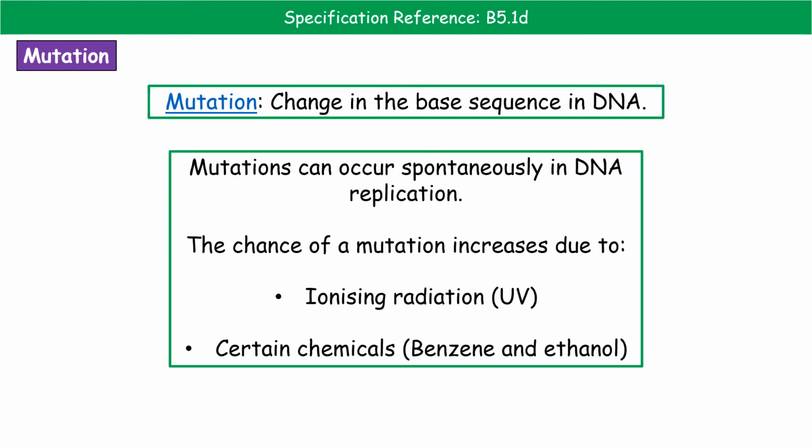Another word we need to understand the meaning of is the word mutation. So if they ask you to define or explain what mutation is, then it's just a change in the base sequence of the DNA. Now, mutations occur spontaneously in DNA replication, but the chance of mutation will increase if you're exposed to certain things. And two things to remember: ionizing radiation, such as UV, and certain chemicals like ethanol and benzene. So generally speaking, the more you're actually exposed to those things, the more likely you are to have mutations.